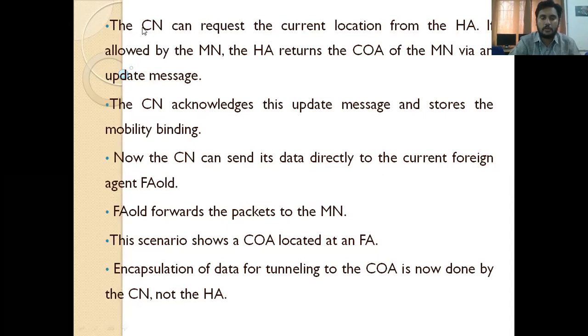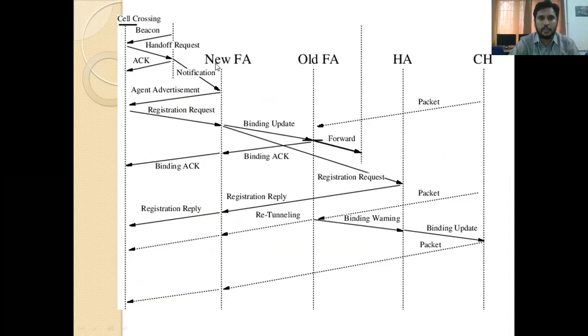So the correspondent node wants to communicate with the mobile node. So first it has to know its care of address. There is a possibility of a change in the care of address. That's why there are old FA and new FA. Old FA is the old care of address. New FA is the new care of address.